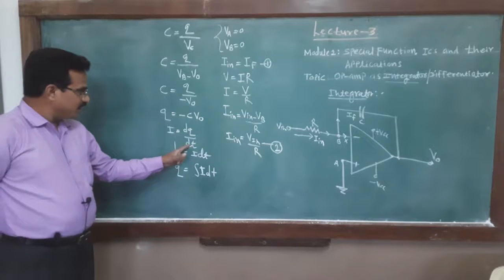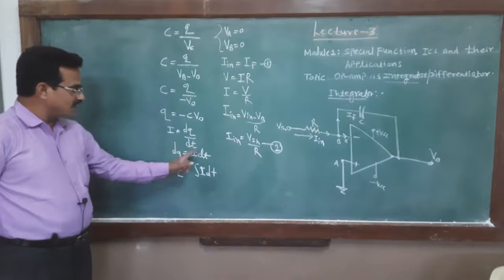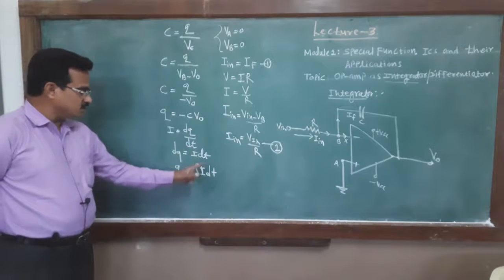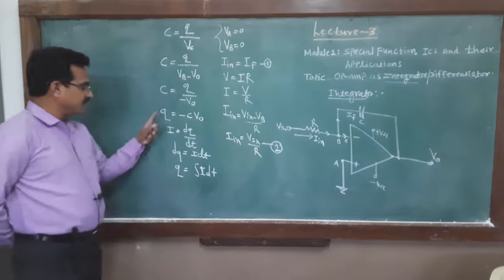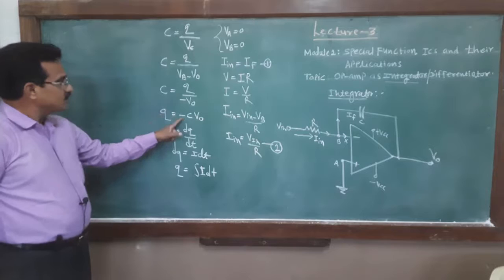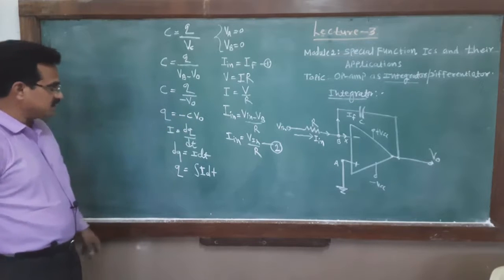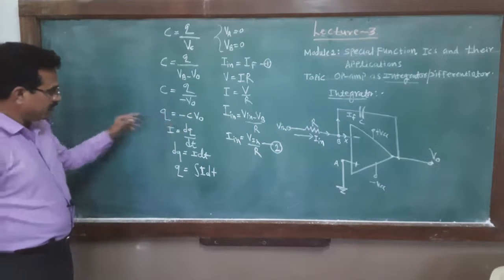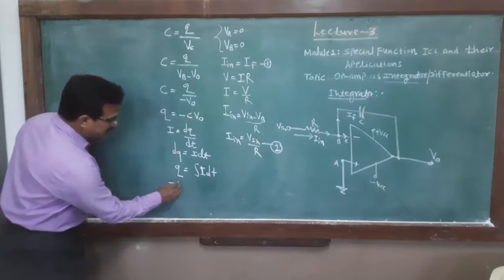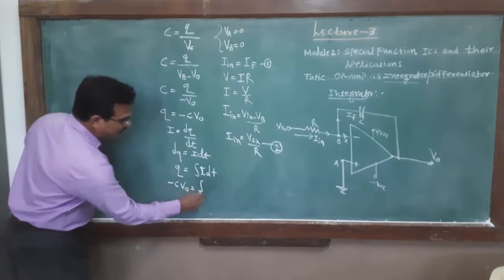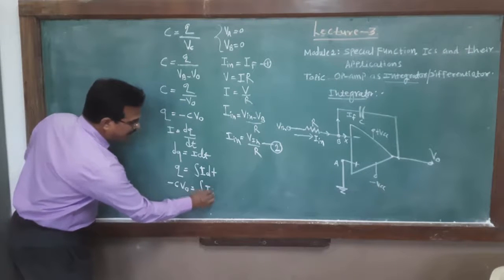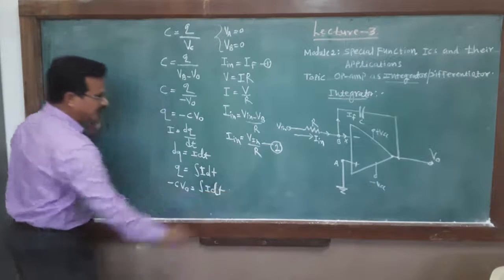I is equal to dq by dt, then dq is equal to I into dt, so Q is equal to the integration of I into dt. Considering that Q is equal to minus C into V0, what is the value of Q? Minus C multiplied by V0 is equal to the integration of I into dt.